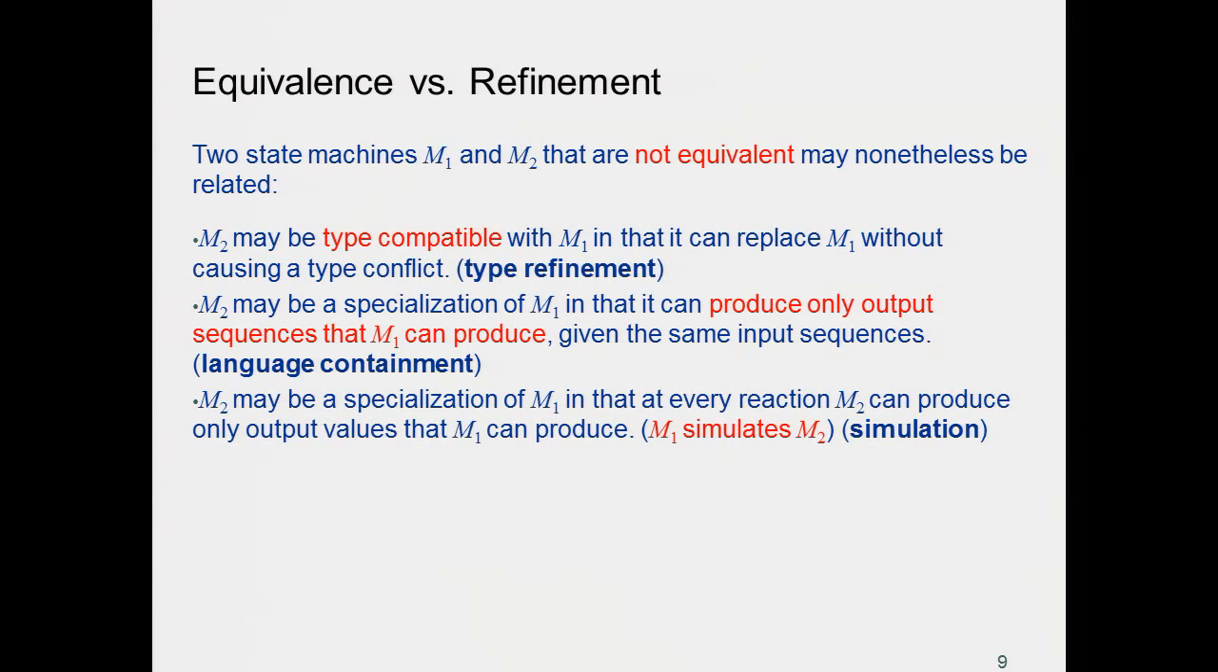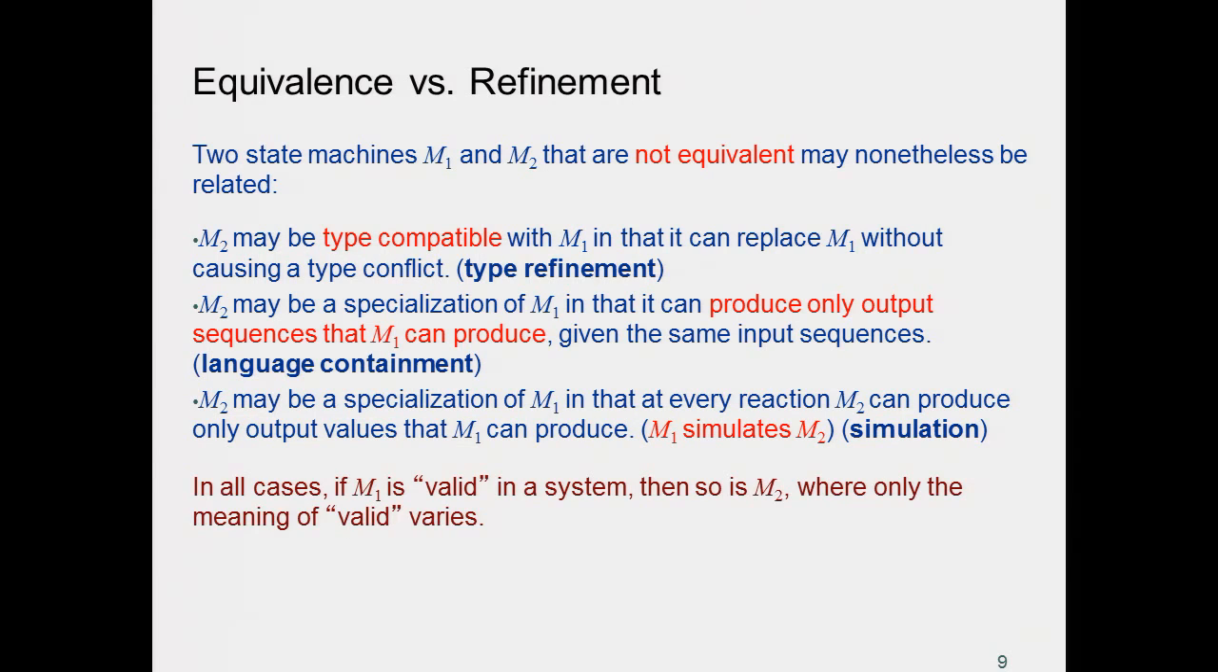So that's what the specialization relation means. M2 may be a specialization of M1 in that at every reaction M2 can produce all the output values that M1 can produce. And that means M1 simulates M2. So it can do exactly the thing that M1 can do. All right. Now, in all cases, if M1 is valid in a system, then so is M2. So I can replace it, right?